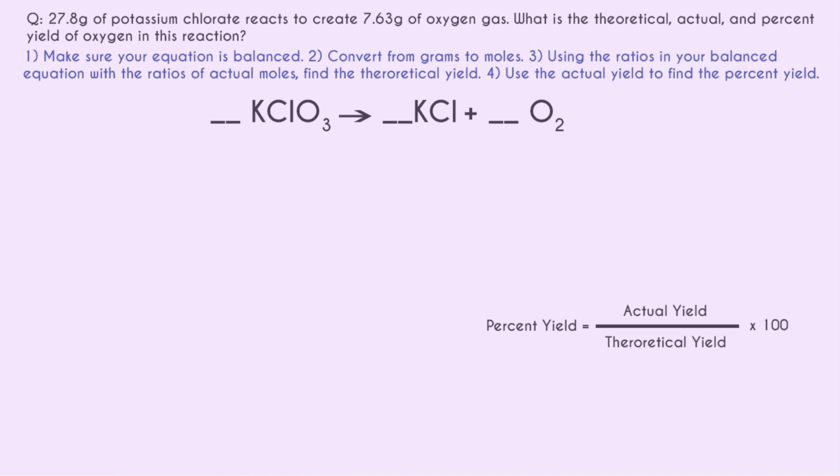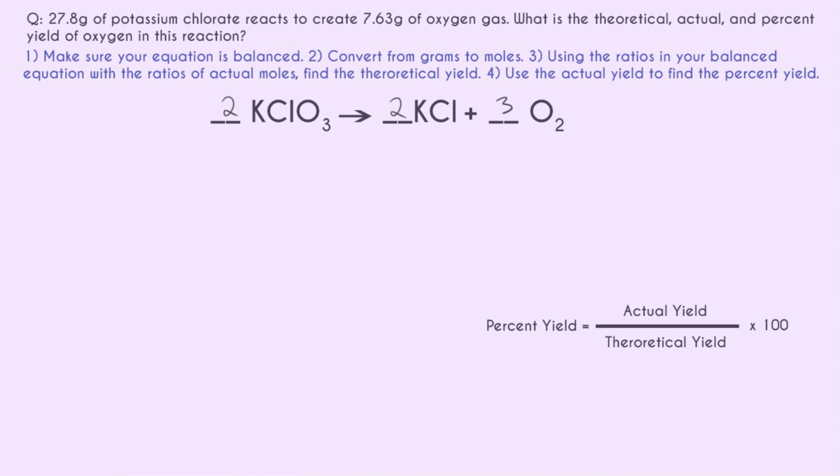So these are the steps we're always going to follow. Number one, this is super important, so many students make mistakes off this. Make sure your equation is balanced. So going through, now we have two potassiums on each side, two chlorines on each side, and six oxygens on each side.